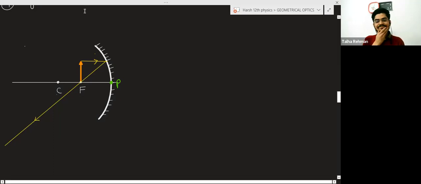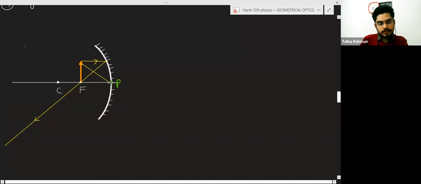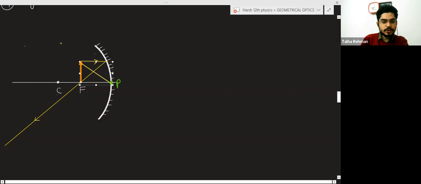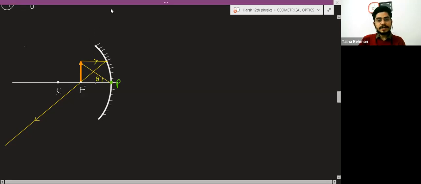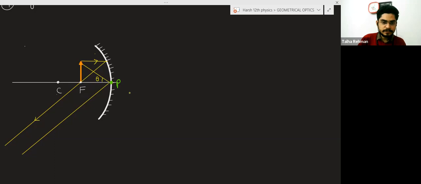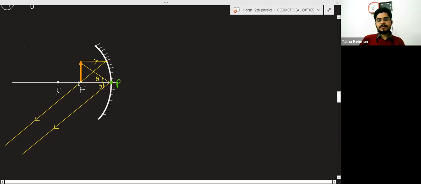Now what we will do? This is the pole, and we know that whenever a ray of light falls on the pole, if this ray of light is making an angle, suppose theta, then according to this angle theta it will be reflected. After reflection, it will again make an angle of theta. So this angle will also be theta.